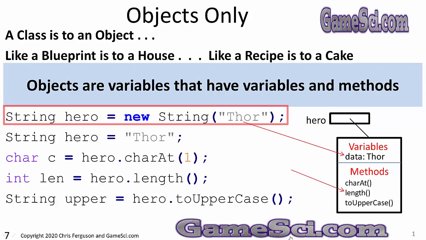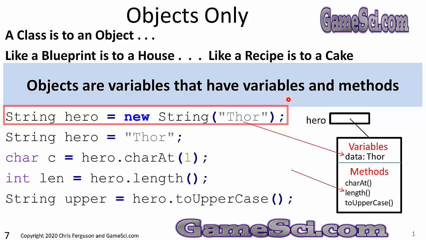Objects are variables that have variables and methods. Think about that. Objects have two major parts to them, a set of variables and a set of methods. Let's look at the String class to see what I mean. We're going to create a String hero equals new String Thor. You may not know it, but every time you create and use a string, you are creating an object. String is the class that's built into Java that we use to build an object out of that class.